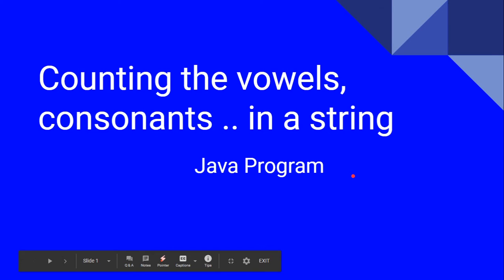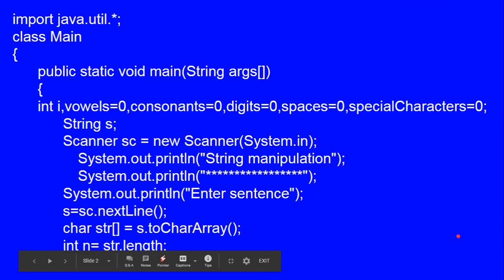Hello everyone, in this video we are going to see the program for counting the vowels and consonants, digits and white spaces and special characters in a string. This is the Java program for finding the components in a string. So let us see the program logic now.